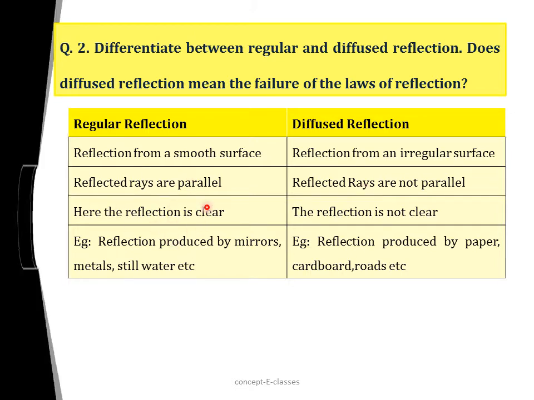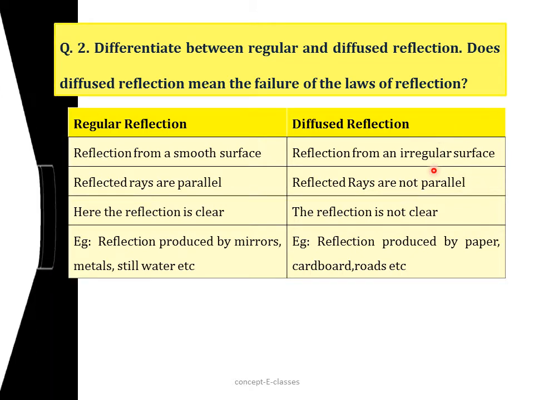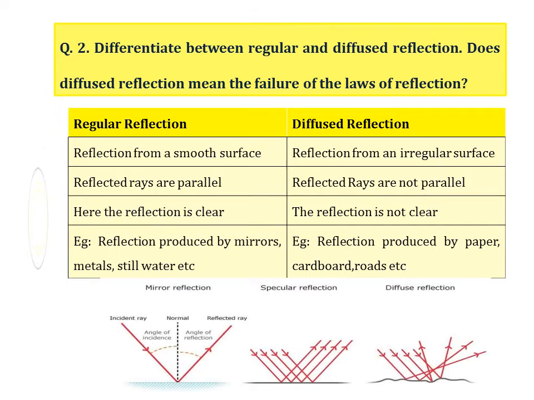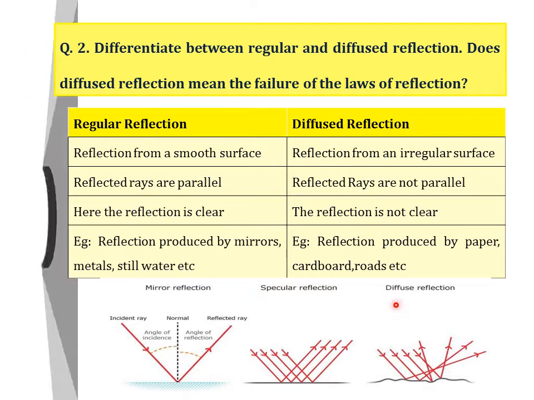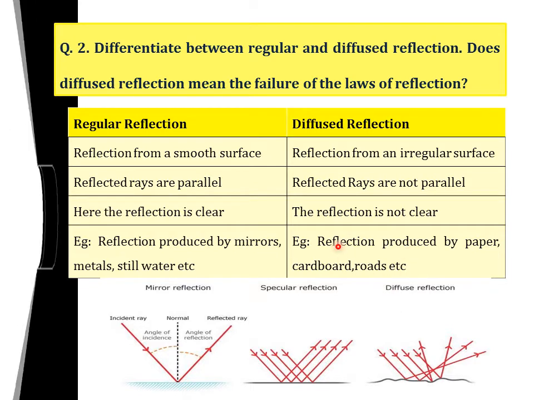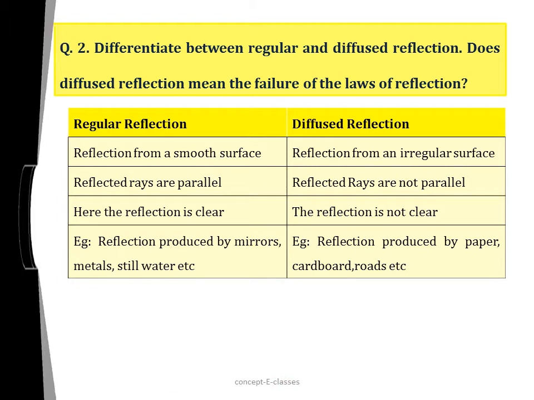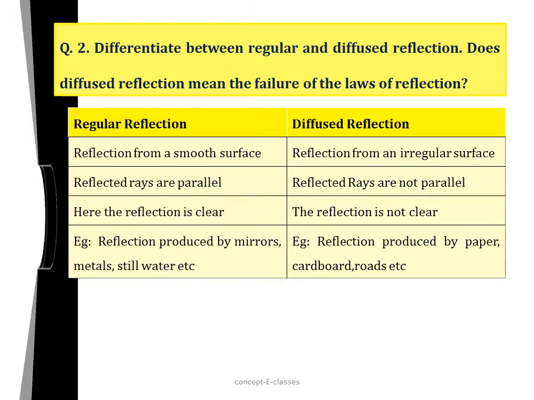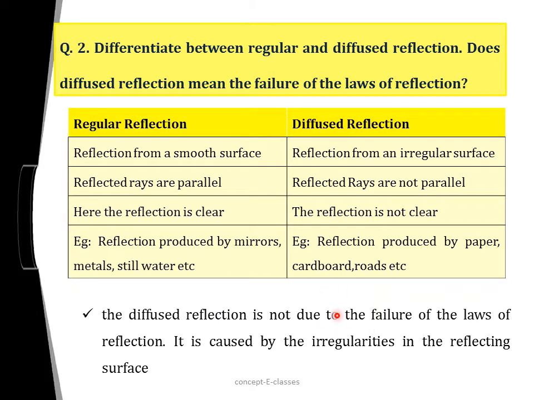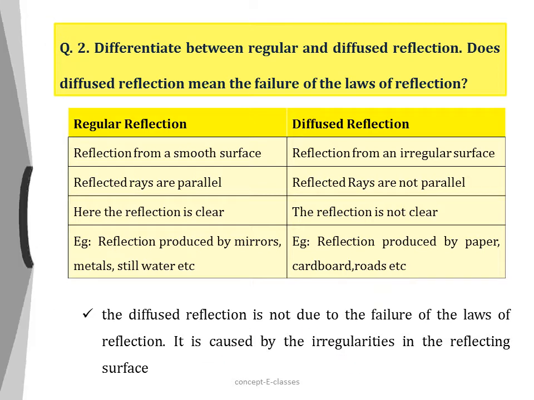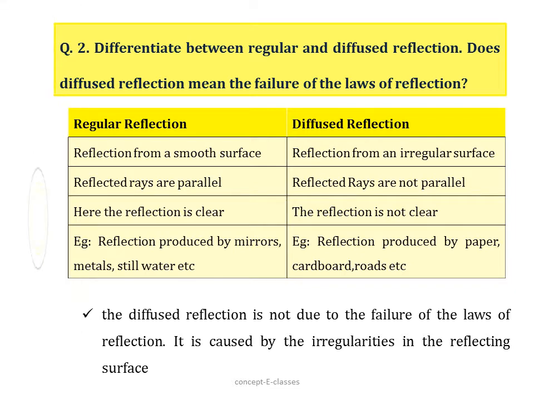Now in regular reflection, the reflection is clear, whereas in diffused reflection, the reflection is not clear, it is blurred. Examples of regular reflection are the reflection produced by mirrors, polished surfaces, metals, still water, etc. And examples of diffused reflection are the reflection produced by paper, cardboards, roads, etc. Now the next question is, does diffused reflection mean the failure of the laws of reflection? No, diffused reflection is not due to the failure of the laws of reflection. It is caused by the irregularities in the reflecting surface, and at each point the law of reflection is satisfied.